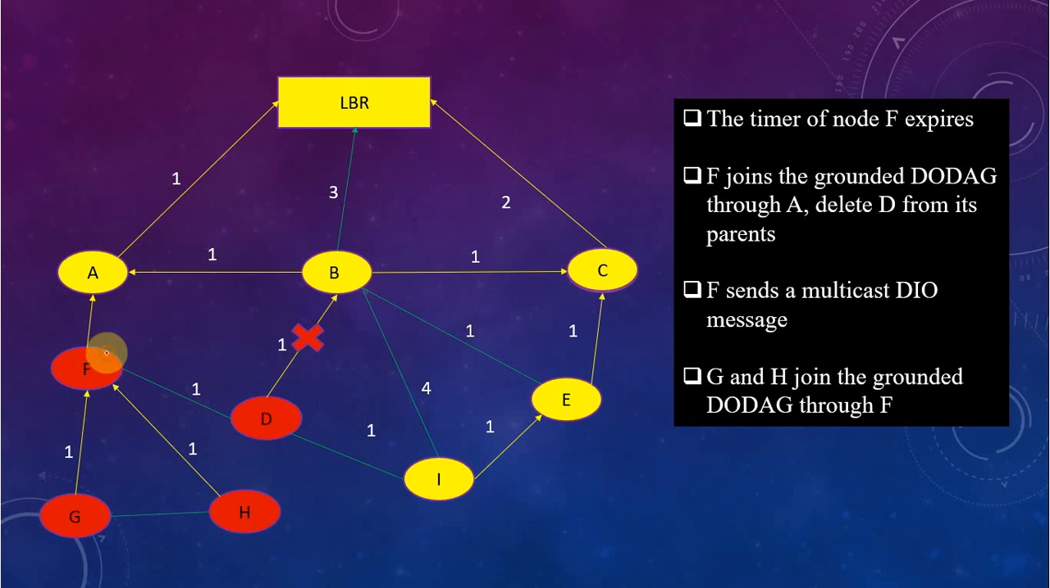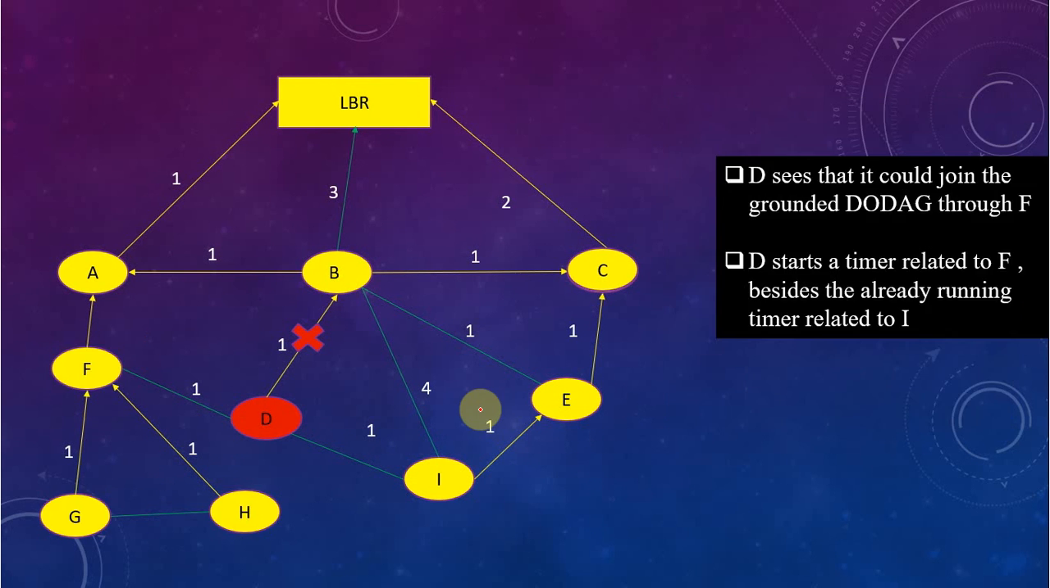So again F will do the same thing. It will send the DIO message, and it will be received by D as well. So G and H join the grounded DODAG through F. So G and H will be connected to the grounded DODAG, that is LBR, through F, and now D sees that it could join the grounded DODAG through F.